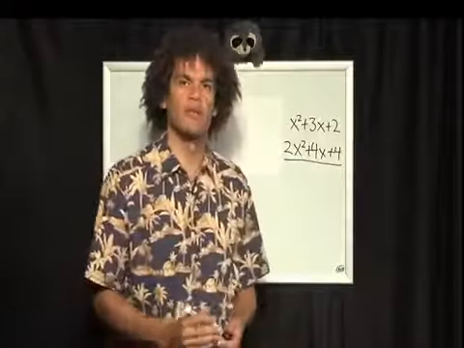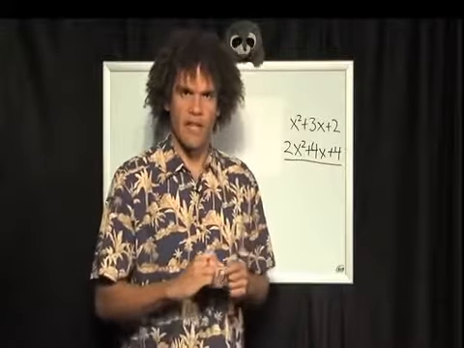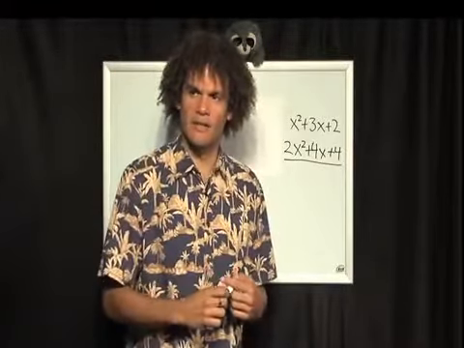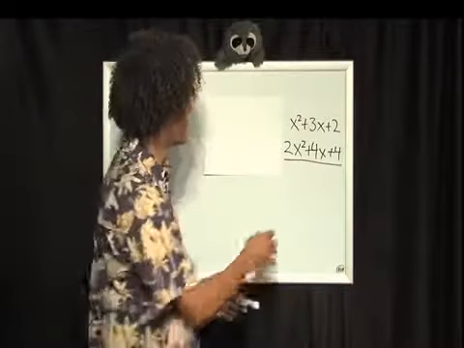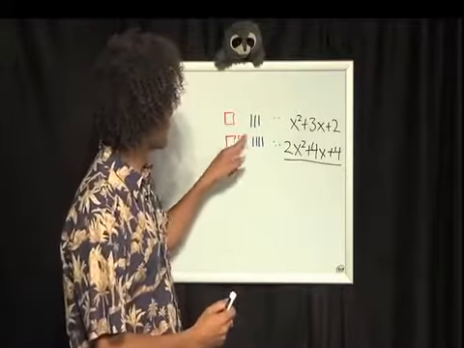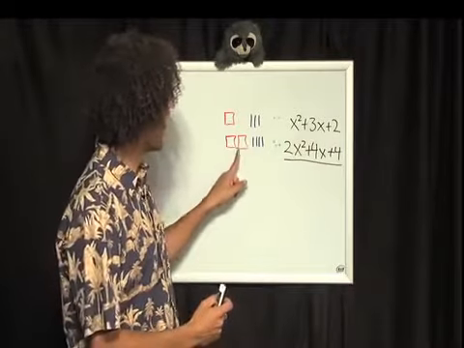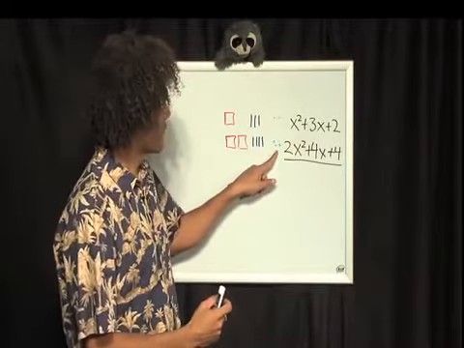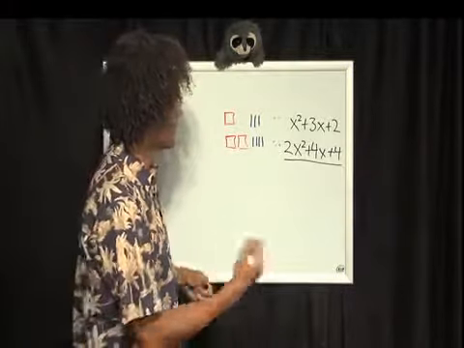I remember putting this on a board for a bunch of 7th graders. They went, oh, that's hard. We can't do that. Sure you can. Let's just draw them. Here's my x squared, 3x, and 2. Here's my 2x squared, 4x, and 4. And now all I've got to do is add them together.